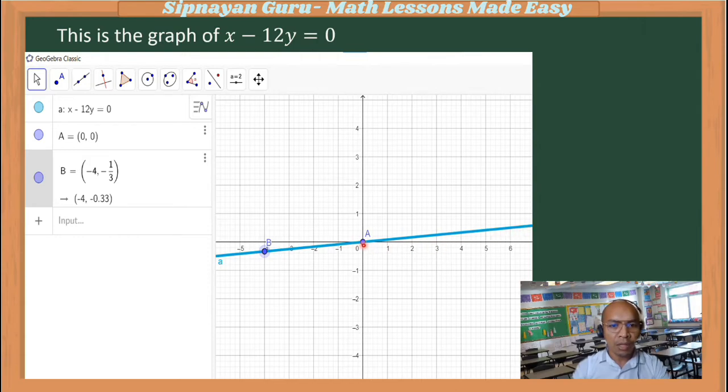So indeed, it passes through the origin, which is (0, 0), and the other point, (-4, -1/3). So we are certain that our equation is correct.